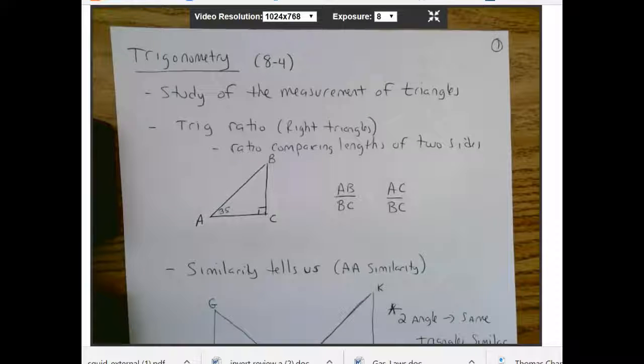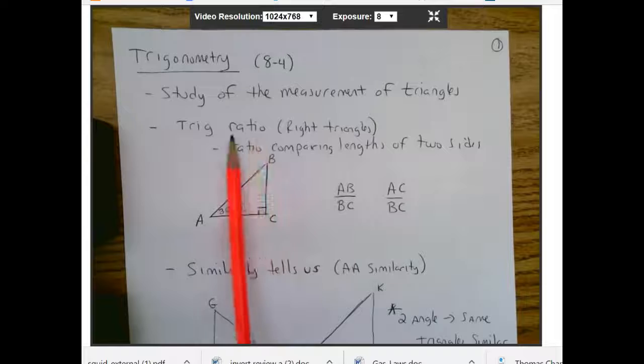Okay, so this is our next notes in geometry. We're going to be looking at trigonometry, which is like another branch of math, and we're going to touch on this a little bit. So when you get into Algebra 2, and especially into trigonometry, you'll have some foundation for that. Really, trigonometry is the study of the measurement of triangles. We're going to especially look at right triangles and some of the ratios that form.